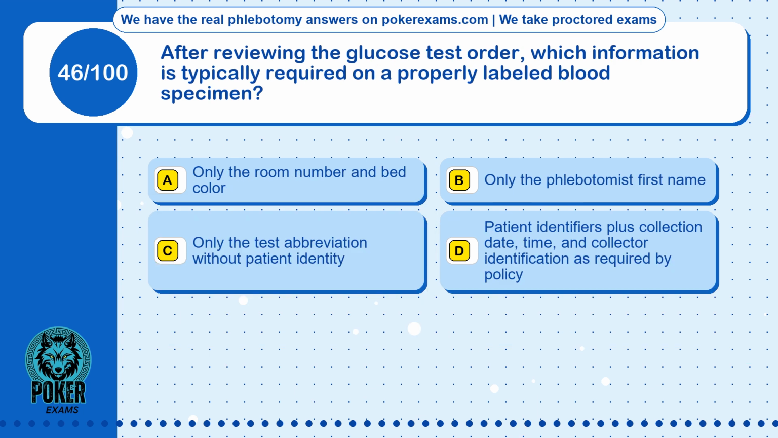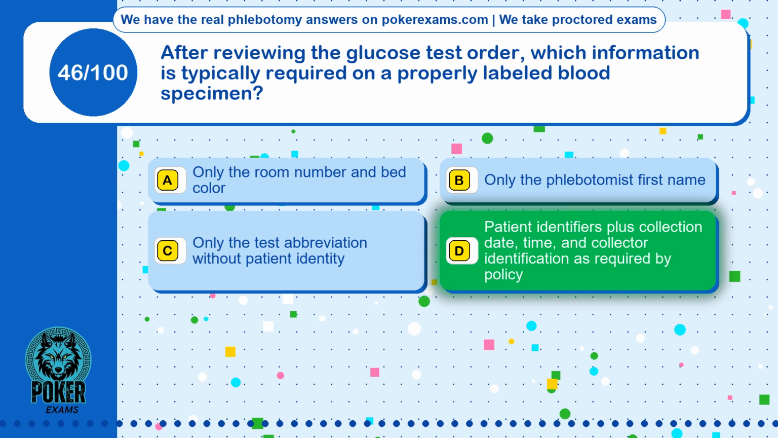Question 46. After reviewing the glucose test order, which information is typically required on a properly labeled blood specimen? Option A. Only the room number and bed color. Option B. Only the phlebotomist first name. Option C. Only the test abbreviation without patient identity. Option D, patient identifiers plus collection date, time, and collector identification as required by policy.